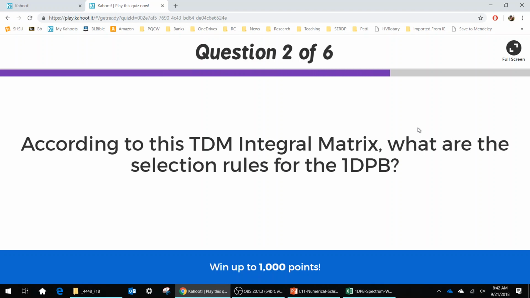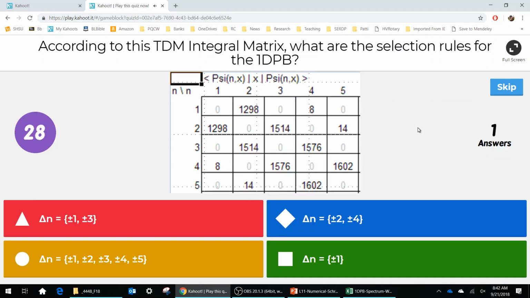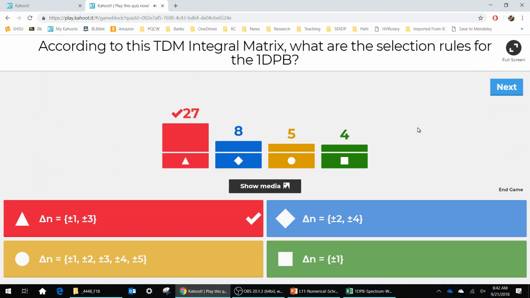According to the TDM integral matrix, what are the selection rules for the 1D particle in a box? So we've got this up here. This is really the only one we can see. See the non-zero cells. So red is plus or minus 1 and 3. Blue is plus or minus 2 and 4. Orange is plus or minus 1, 2, 3, 4, and 5. And green is plus or minus 1 by itself. Yay. Okay, very good.